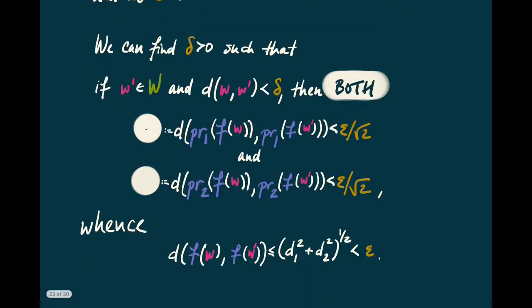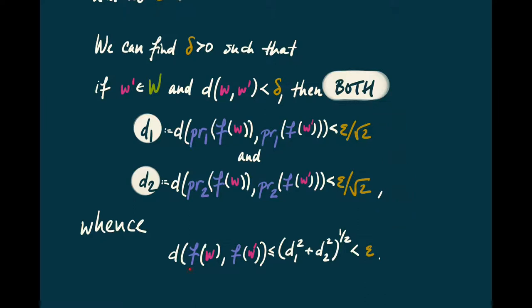First, if I take this number, which I'll call D1, which will be the distance from PR1 of F of w to PR1 of F of w prime, I'll make sure that that D1 is less than epsilon over the square root of 2. And I'll guarantee that the same thing happens for D2. How can I guarantee this? Well, I know that for each of these individually, I can find a delta that will make this happen because of continuity for each of them. And then I'll just choose the smaller of whichever two deltas I'm given. And that way I'm absolutely guaranteed that both of these will be true. Okay, well, that's great news.